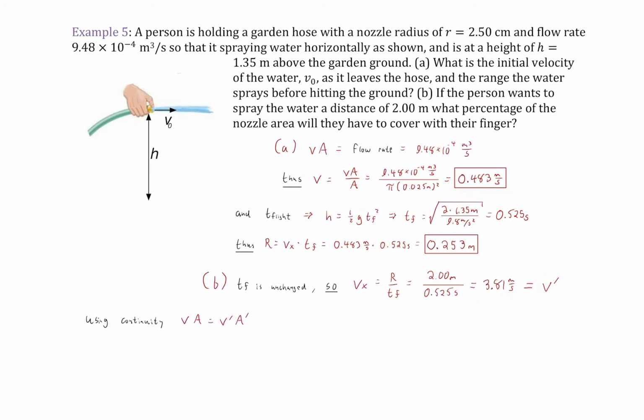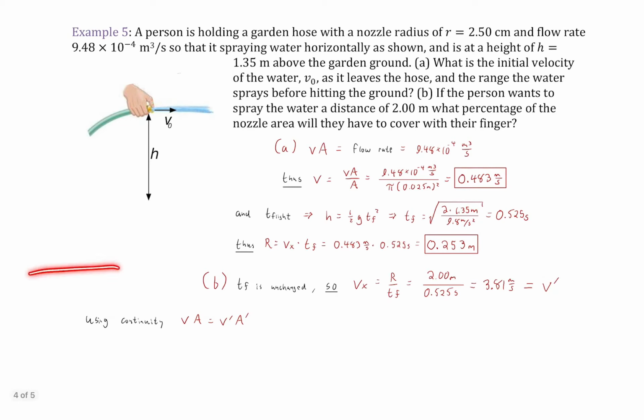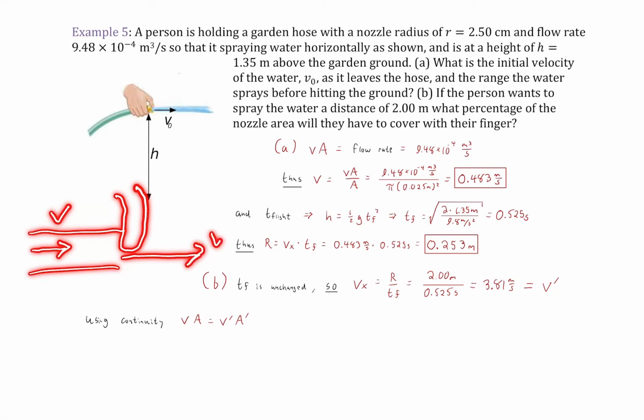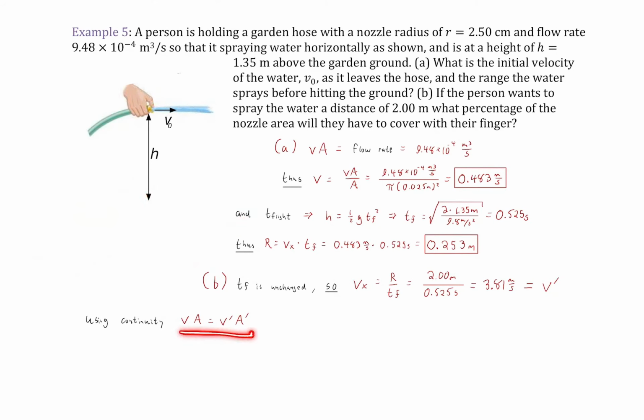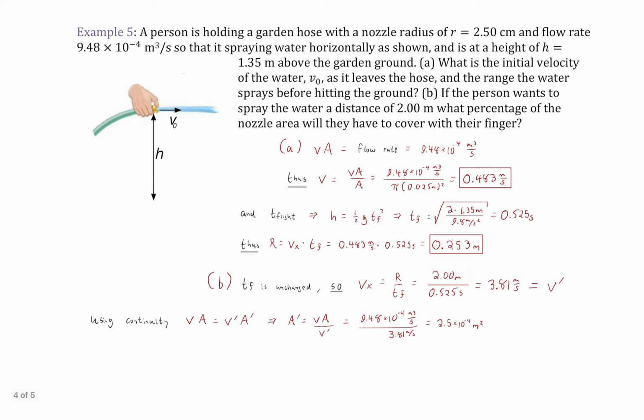Then I'm going to put that V prime into the continuity equation, because essentially I have the fluid coming in through the hose, I've got the person's finger here, and so there's some V, that's the initial velocity. And then there's some V prime, much faster, because the narrower section is what's left uncovered by the finger. That's the idea. That's VA equals V prime A prime. So then we're going to solve for A prime because we already know V and V prime. We know V because it's this value. And so then what do we get?